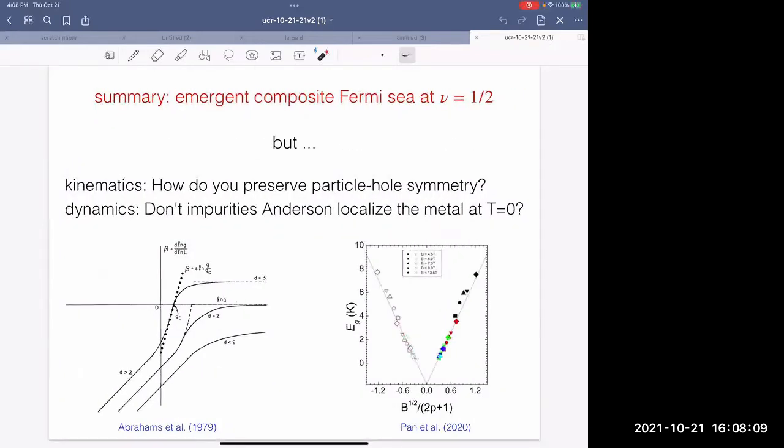All right, so the summary of this so far is that there's an emergent composite Fermi liquid at half filling fraction. Questions on that?